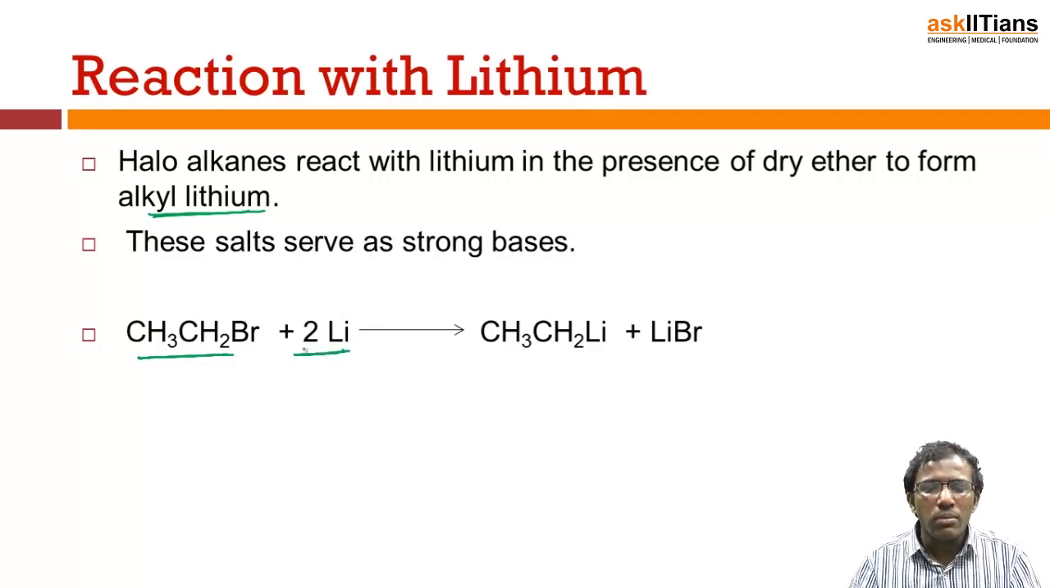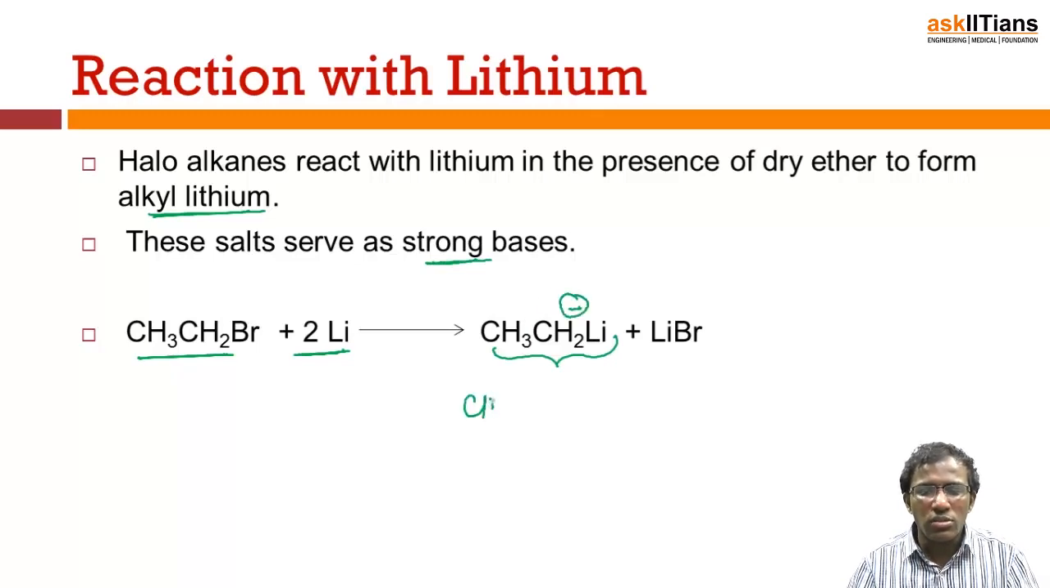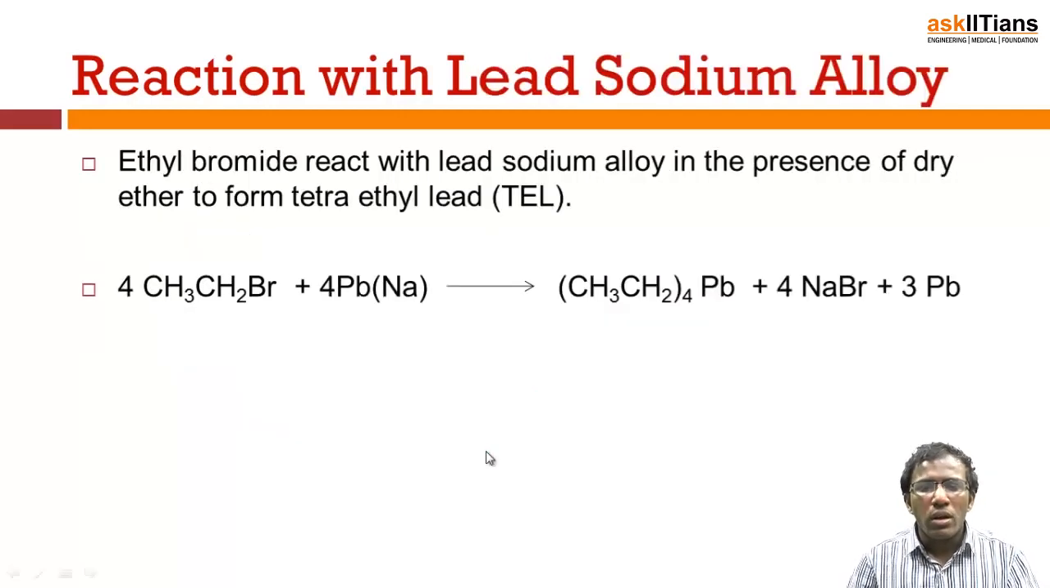Upon reaction with lithium, it is producing alkyl lithium. Okay, so these also are strong bases. These are very strong bases because CH3CH2 minus is a very strong base, because its conjugate acid, ethane, is a very weak acid, so its conjugate base is a very strong base. And the fourth type of reaction is a reaction with the lead sodium alloy.